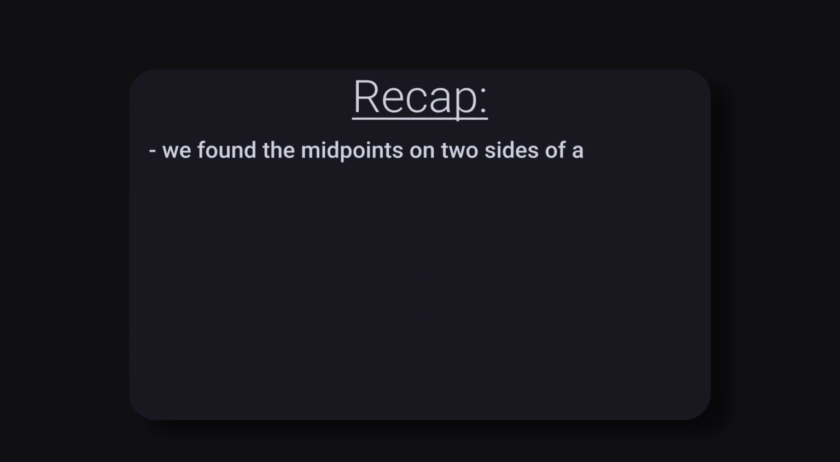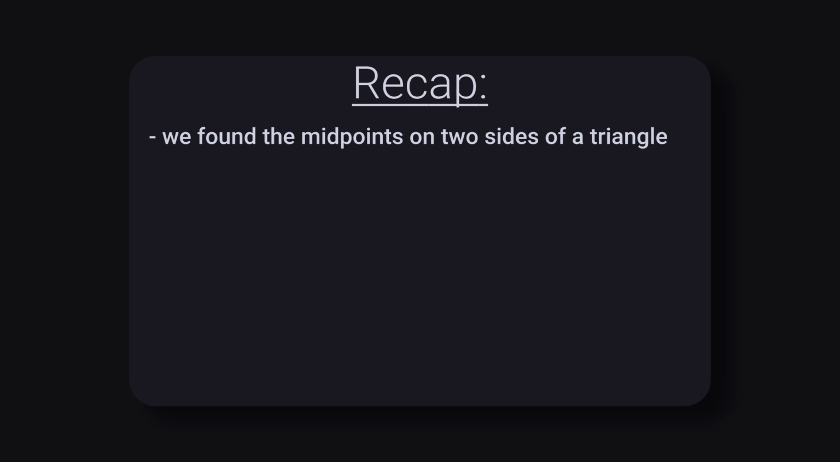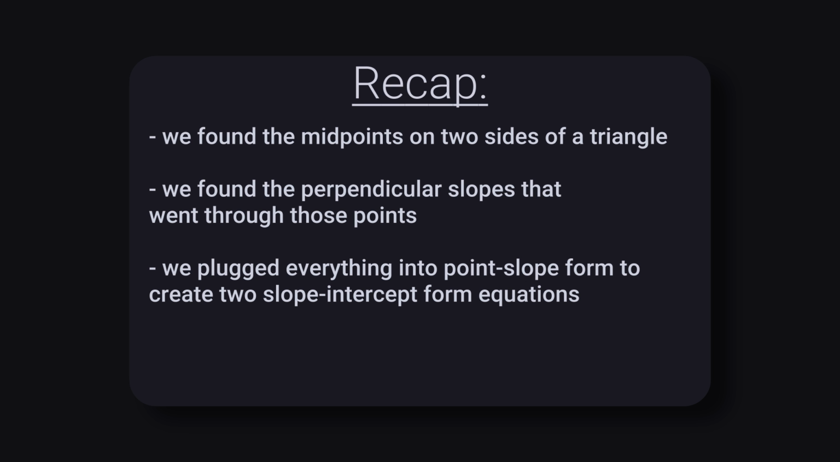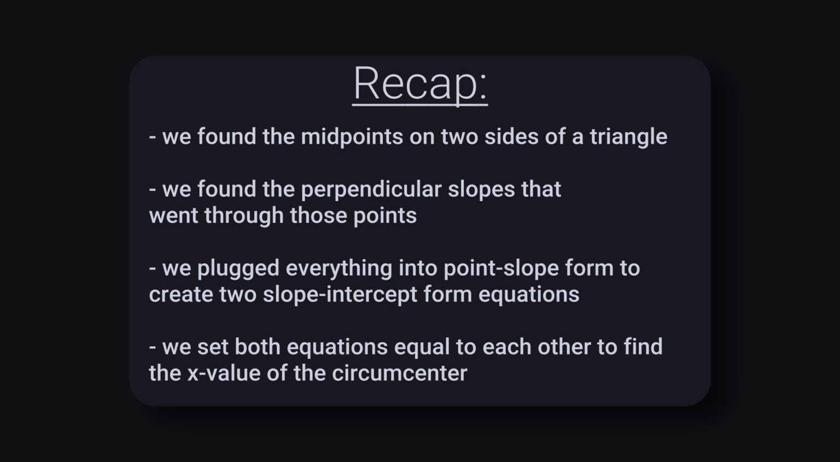So as a recap, we found the midpoints of two sides in our triangle, found the perpendicular slopes that went through those points, plugged everything into point slope form to create two slope intercept form equations, and set both equations equal to each other to find the x value.